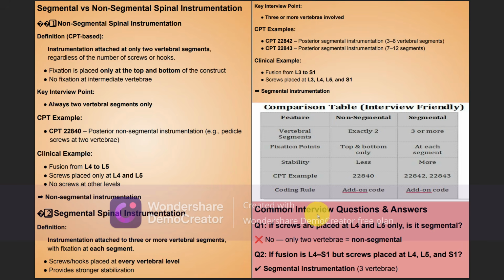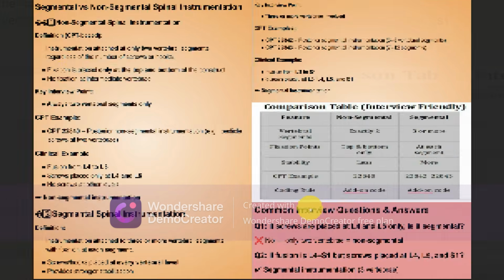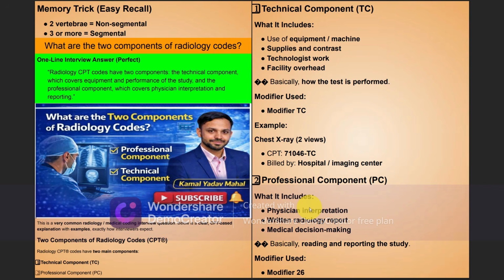So, common interview question and answer: if screws are placed at L4 and L5 only, is it segmental? The answer is no. Only two vertebrae, non-segmental. If the fusion is L4 to S1 and screws are placed at L4, L5 and S1, then it is segmental instrumentation, three vertebrae. Okay, let's move on to the next slide.